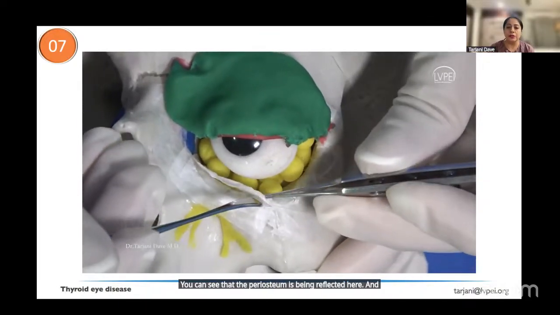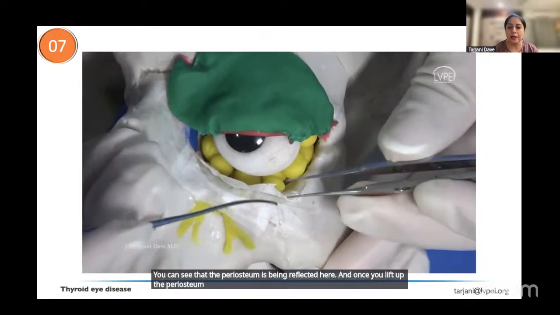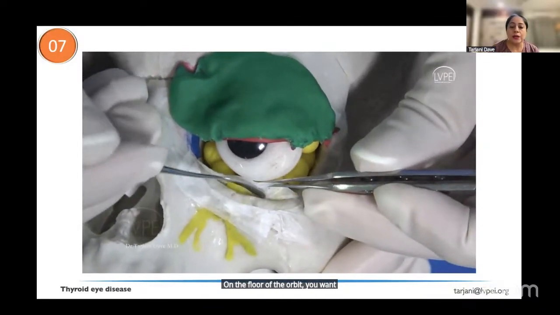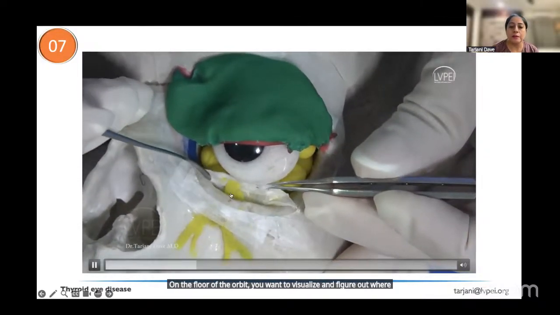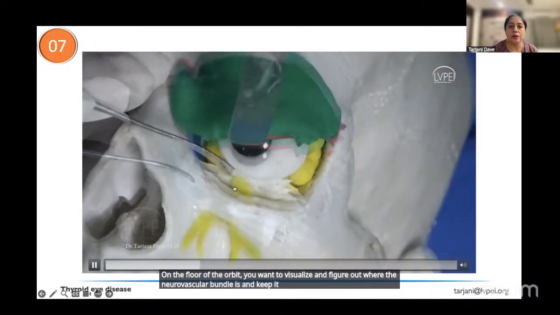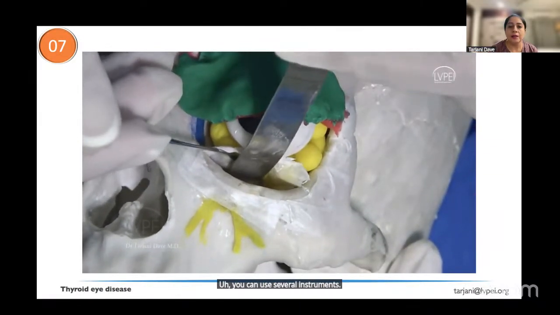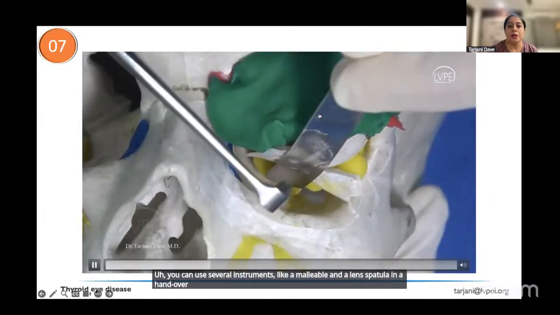And once you lift up the periosteum, you land yourself on the floor of the orbit. You want to visualize and figure out where the neurovascular bundle is and keep it preserved and not damage it. You can use several instruments like a malleable and a lens spatula in a hand-over-hand fashion and expose the floor.